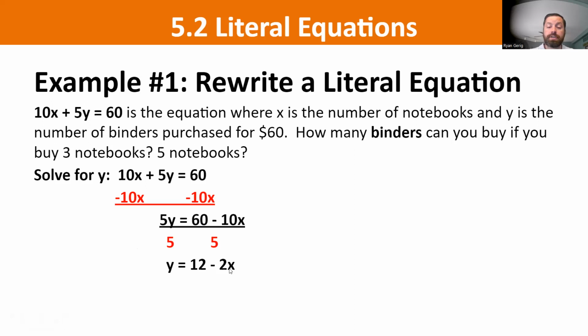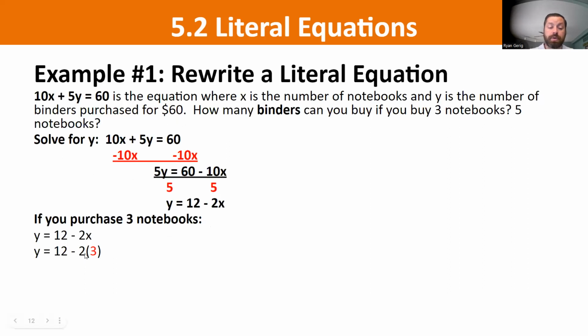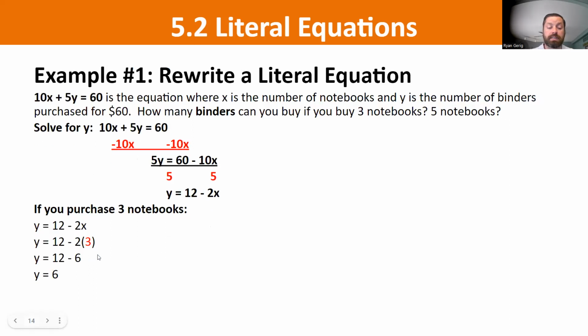Now that I have this equation, I can answer the question that I asked at the beginning. How many binders can you buy if you buy 3 notebooks? So if you purchase 3 notebooks, x is the number of notebooks, so I'm going to replace x with 3. So I have y equals 12 minus 2 times 3. What's 2 times 3? Well, that's 6. 12 minus 6 is 6. Y equals 6. Now, what does that mean?